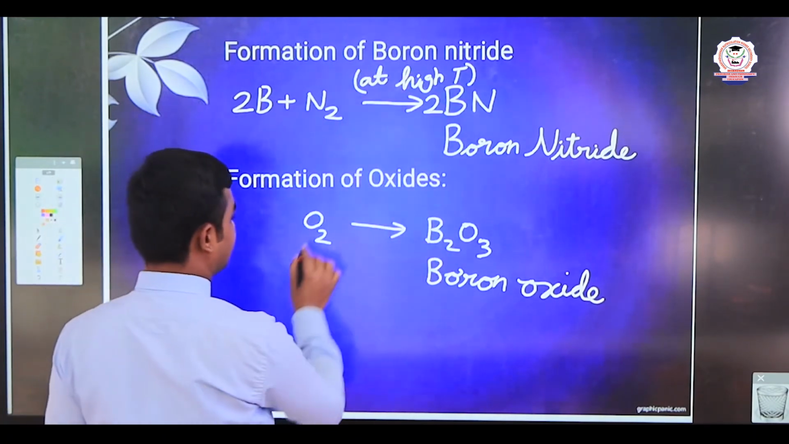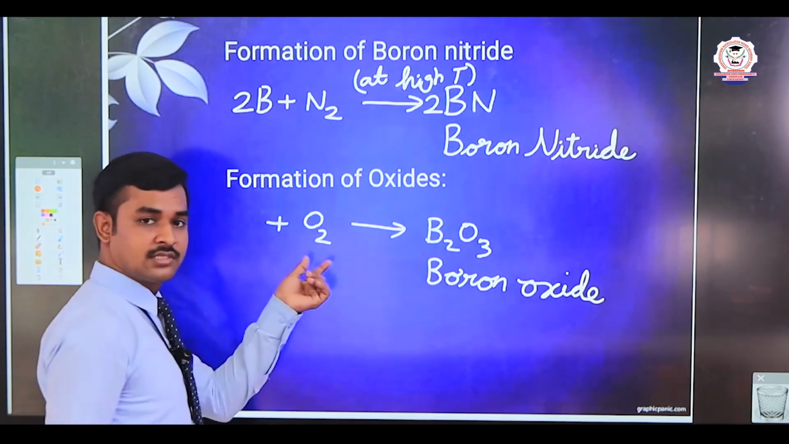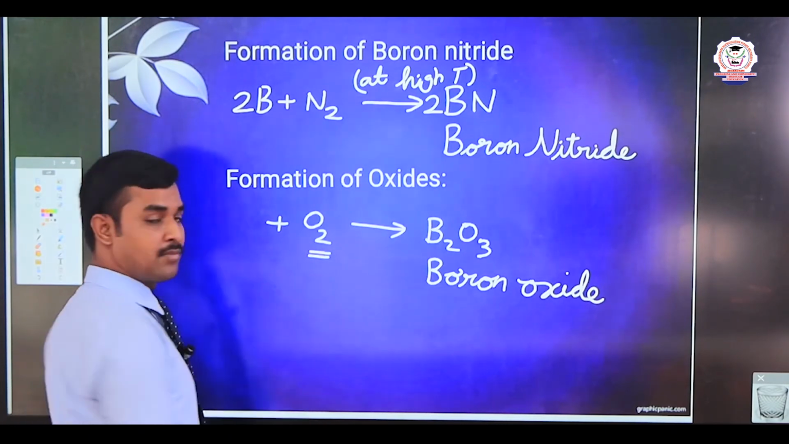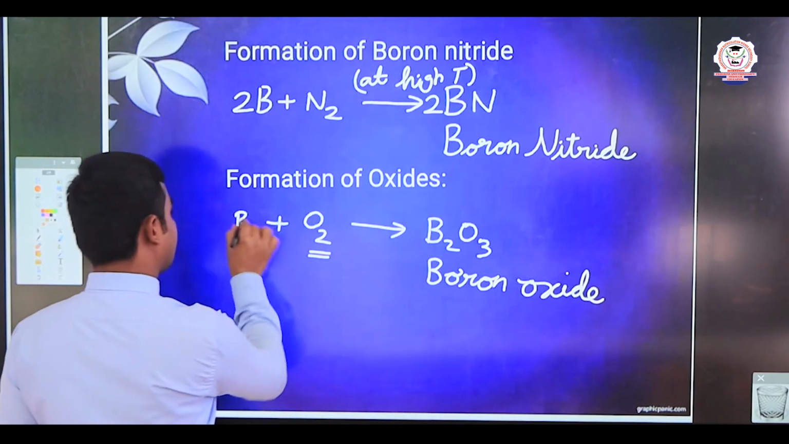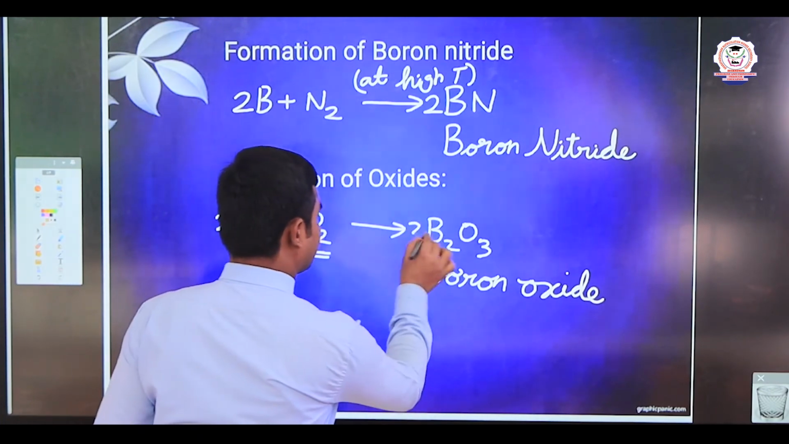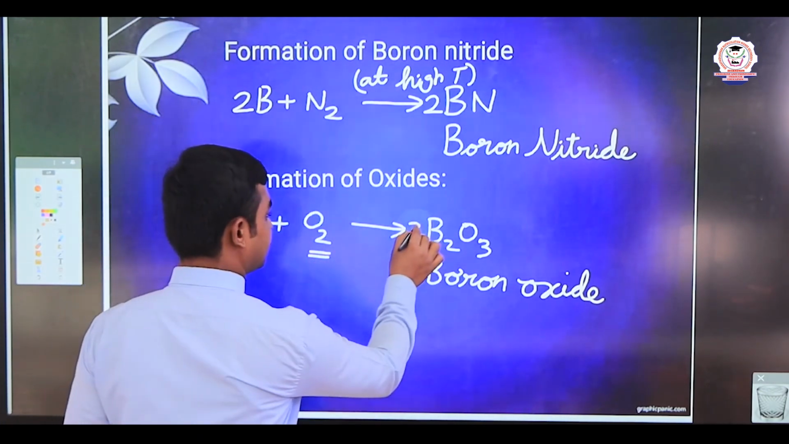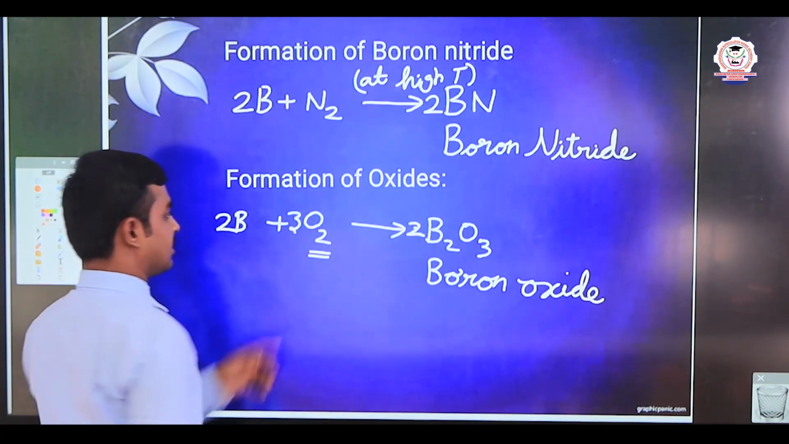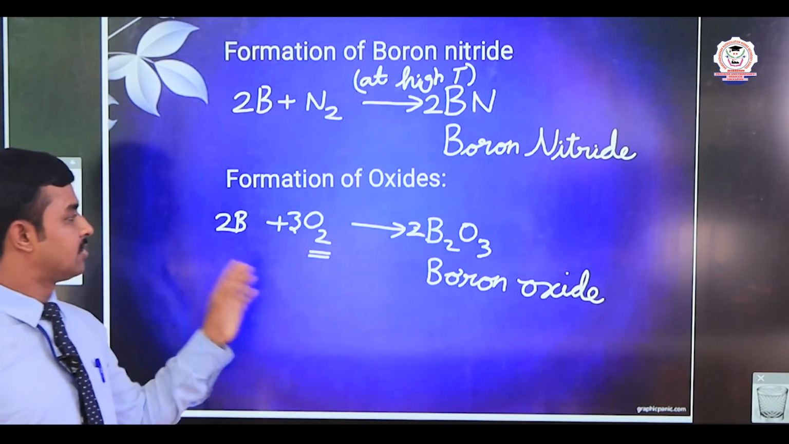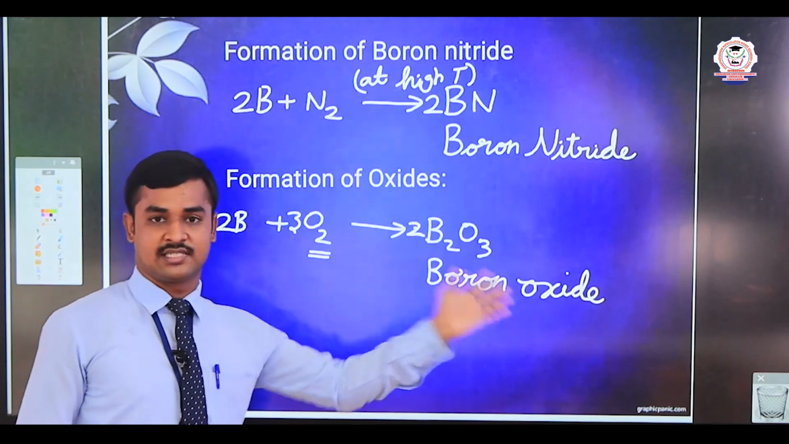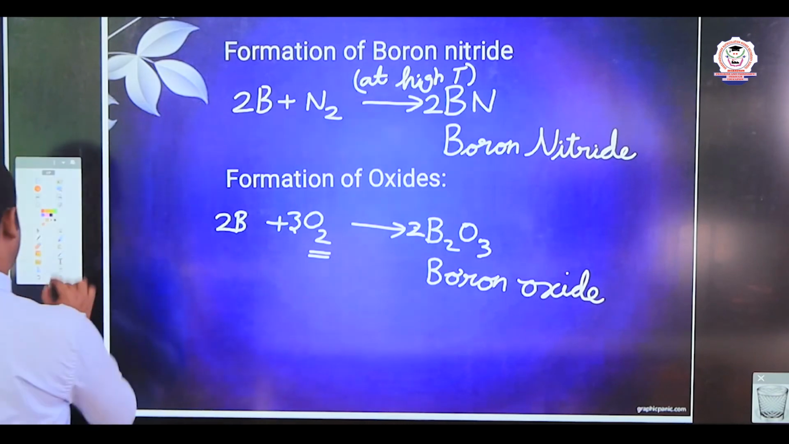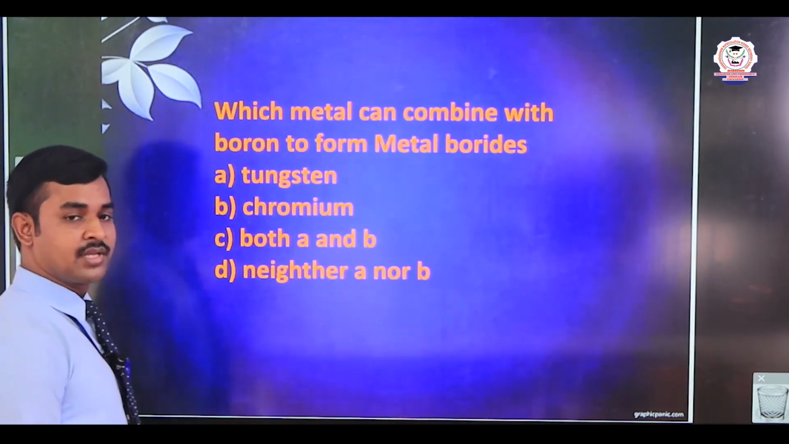So boron reacts with oxygen to form boron trioxide, in which oxygen is a diatomic molecule. To balance this, I take 2 borons, then boron is balanced. Here 3 oxygen, there 2 oxygen. To balance this, I take 2 into 3, so here I write 2 into 3, here I write 3 into 2. Totally 6 oxygen is balanced. This is the correct balanced reaction of formation of oxides. So boron oxide also formed. Are you clear? Good. So from this video, you've seen various chemical properties of boron.